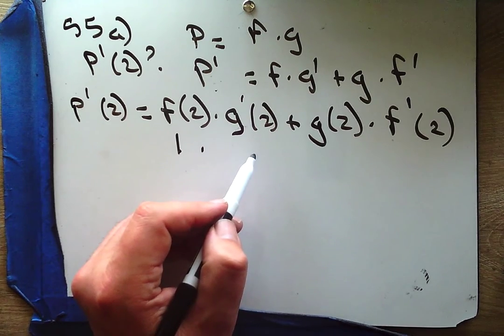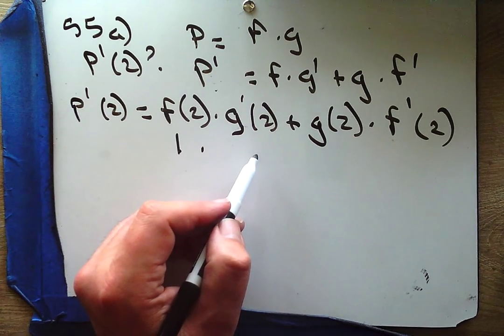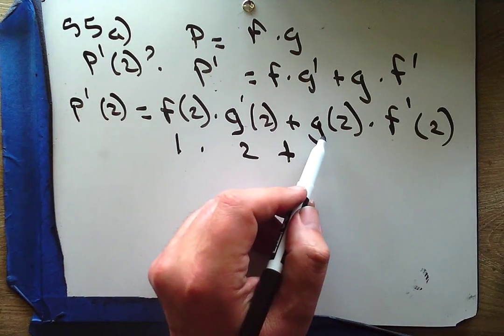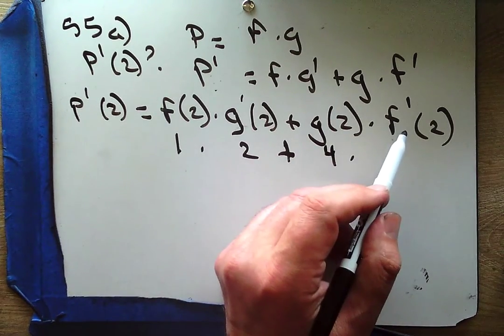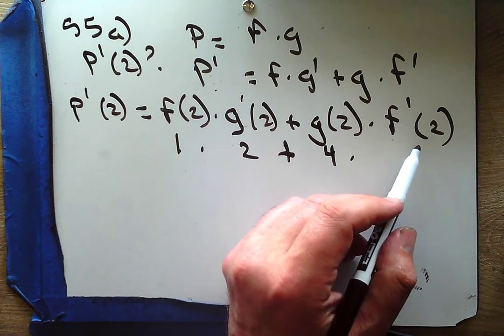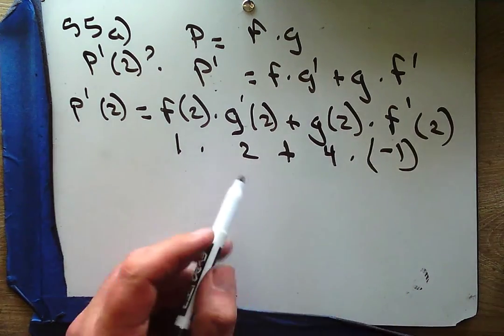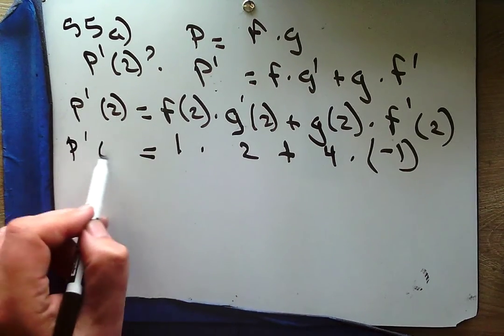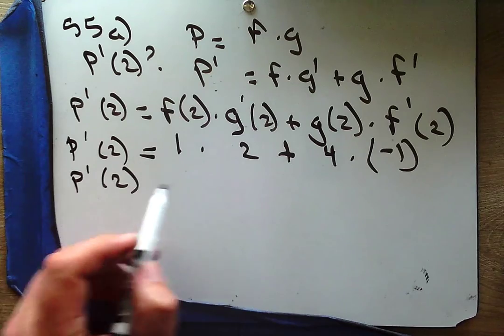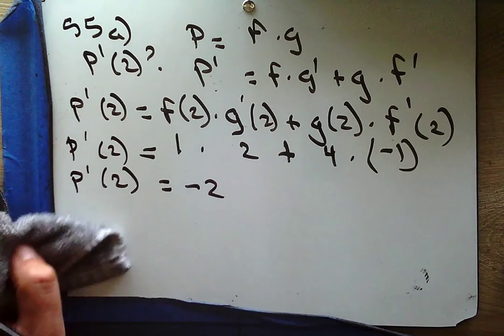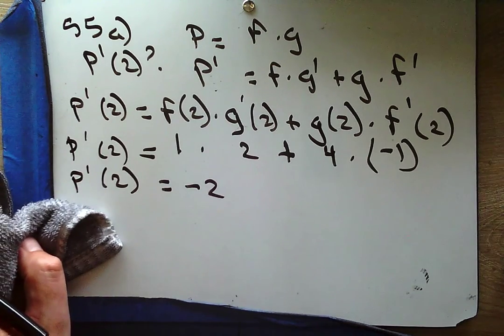G prime of 2. So here's the G function. And I need G prime, which is the slope of G. Well, this goes up 2 and over 1, so the slope of G is 2. G of 2 is 4, and F prime of 2 is the slope of F at 2. Well, this goes down 1 over 1, so slope is negative 1. So P prime of 2 is going to be negative 2. All right, that was doable. Just had to find the graph.